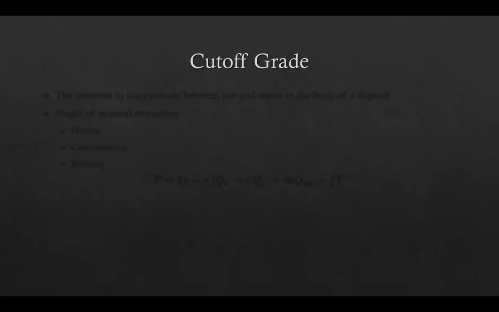The cutoff grade is the criterion which is normally used in mining to discriminate between ore and waste in the body of a deposit. Waste may either be left in place or sent to waste dumps.